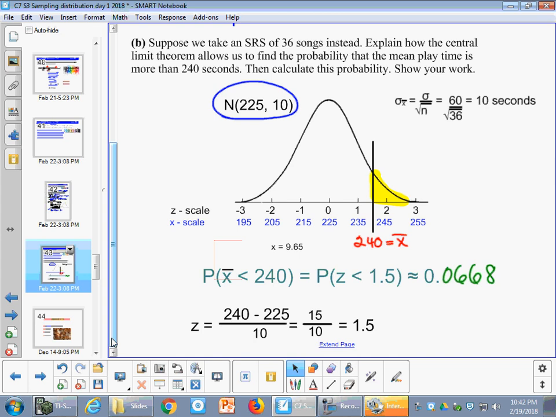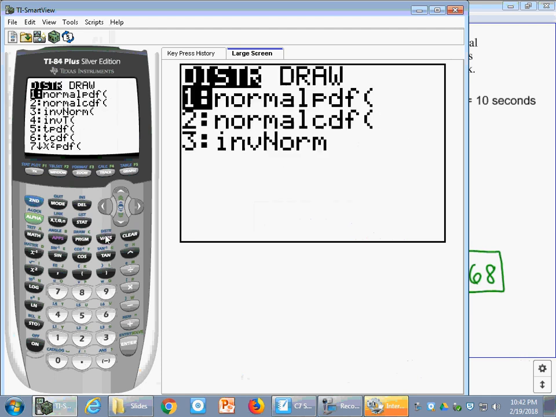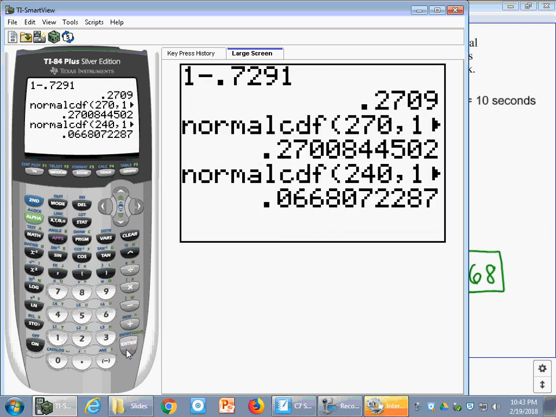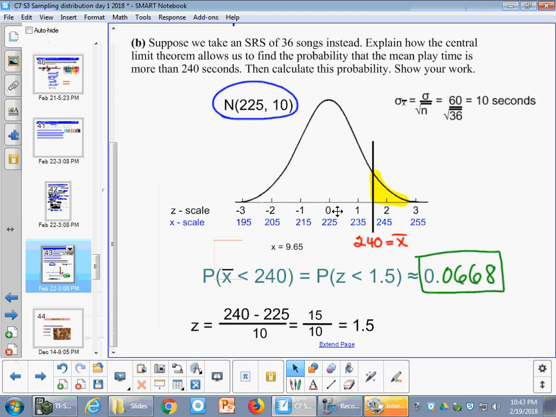I get a 1.5. When I looked it up on the table, I'd have to do 1 minus to get this answer. But I will show you real quickly again how to do that on your calculator, and that is second distribution, normal CDF. I'm going from 240 to infinity with a mean of 225 and a standard deviation of 10. And that gets me 0.668. And that is pretty much identical to what we got on the table.